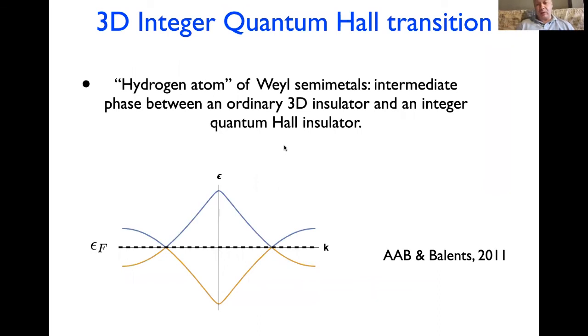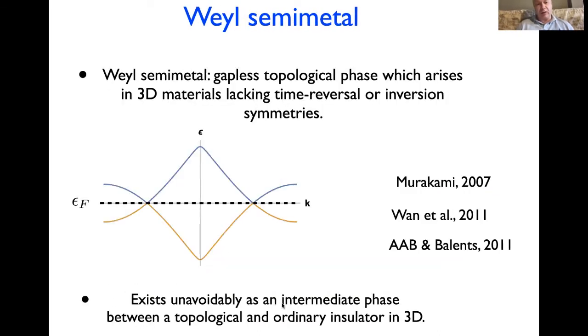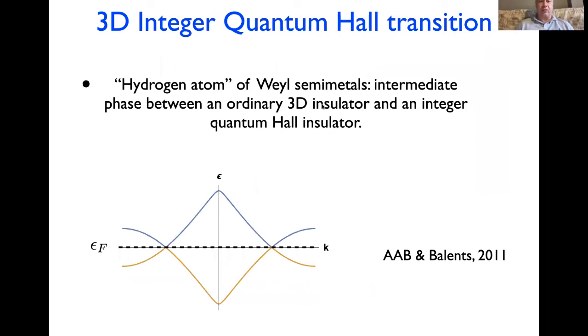Okay, so let me now try to explain why this phase exists unavoidably as an intermediate phase between topological and ordinary insulator. This is most easily understood in the situation when the material lacks time reversal symmetry, so it's magnetic. And so in this case, the physics here is really the transition between a 3-dimensional integer quantum Hall insulator and an ordinary insulator. And the nice thing here is that this situation allows us to realize really the simplest possible Weyl semimetal, which only contains a pair of nodes, one right-handed and one left-handed. Okay, so this can be thought of as basically a hydrogen atom of Weyl semimetals. It's an intermediate phase again between an ordinary 3-dimensional insulator and a 3-dimensional integer quantum Hall insulator.